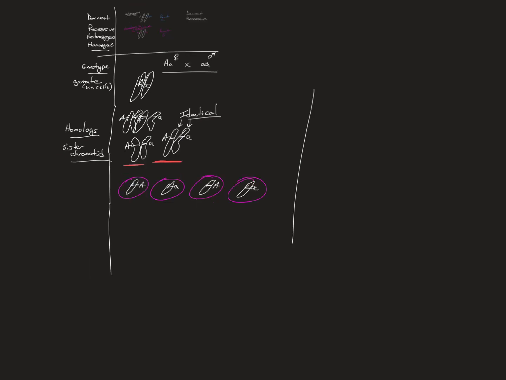So let me repeat that because I had forgotten to push record here. Somebody asked a really good question. I can understand their confusion. They said, how did they get two big A's if it was a heterozygote?